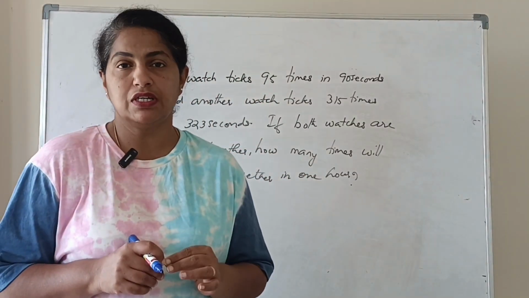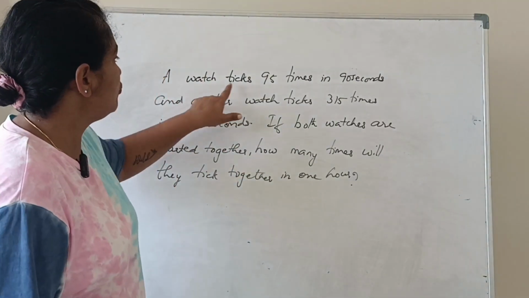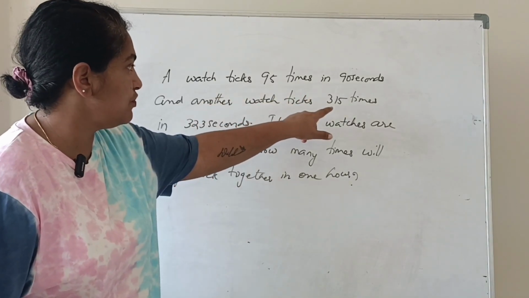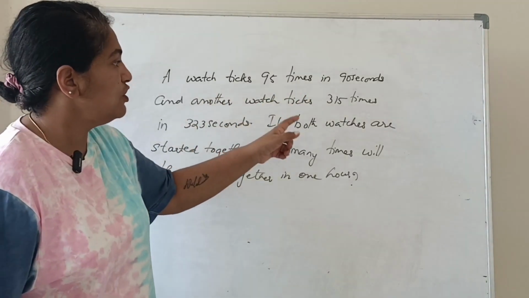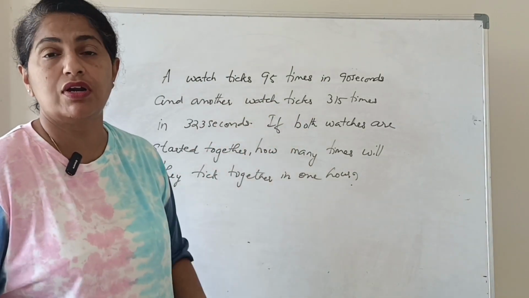Let us have a look at this particular question. It is slightly tougher than the questions we have done so far. A watch ticks 95 times in 90 seconds. Another watch ticks 315 times in 323 seconds. If both the watches are started together, how many times will they tick together in 1 hour?